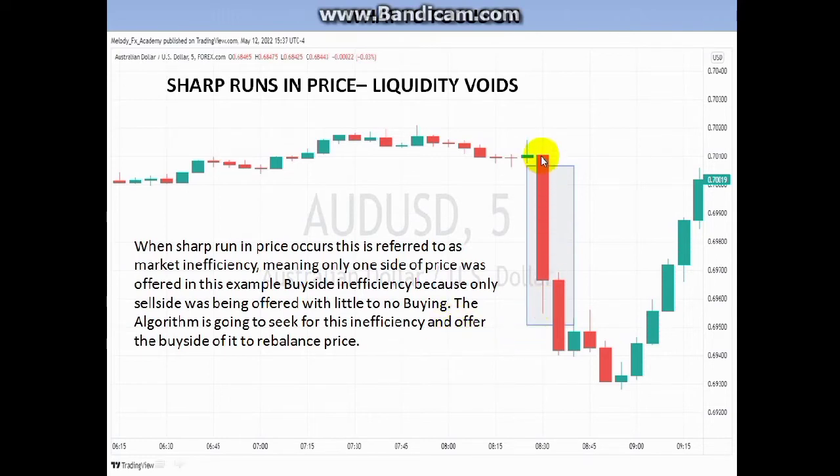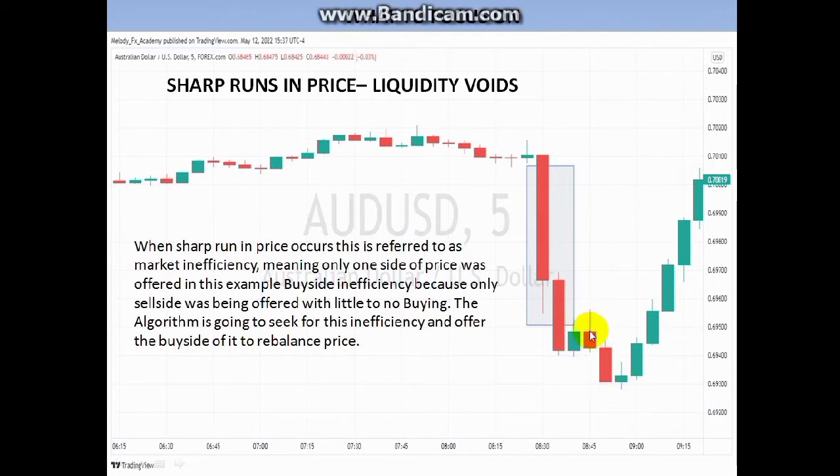Now I want you to do an exercise right now. I want you to go into your chart and identify areas that have these sharp runs, because there is probably going to be a time the algorithm is going to seek to rebalance it.